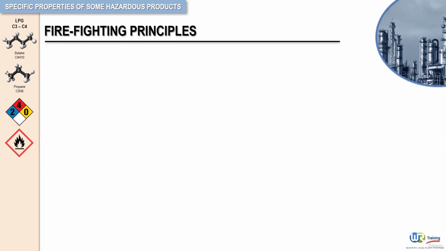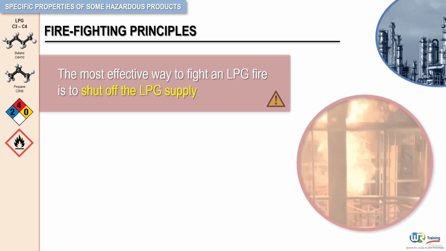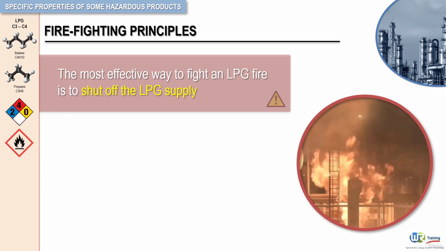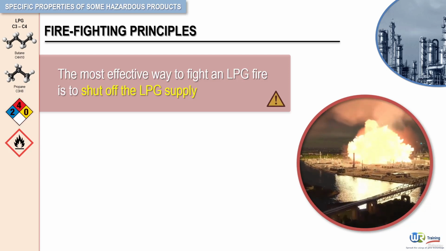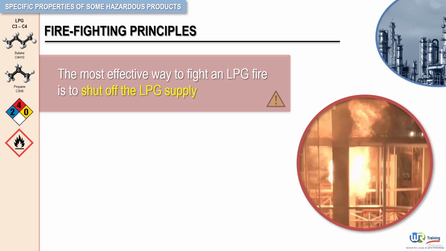The most effective way to fight an LPG fire is to shut off the LPG supply. However, if this cannot be done, it may be safer to allow the fire to burn itself out, or in other words, to allow the fire to burn until the LPG supply has been exhausted. This recommendation is valid as long as the continuing fire will not result in an escalation of the emergency. Keep in mind and always remember, LPG containers may explode violently in fire, so it is important to keep fire personnel well away. We strongly advise you to watch the video on LPG BLEVE for a better understanding.